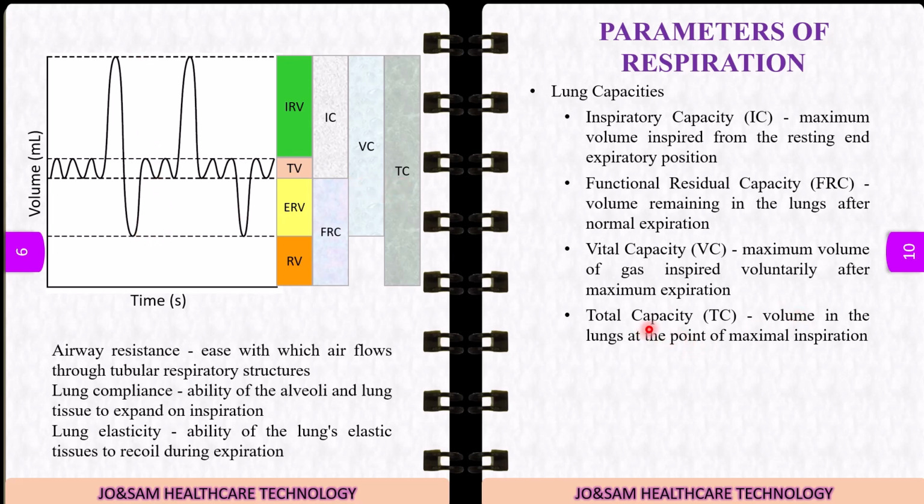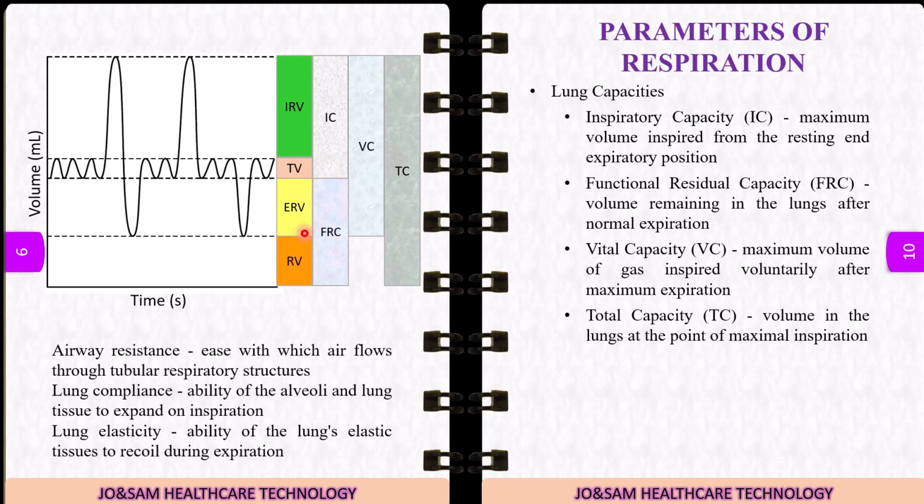The last capacity is the total capacity, the volume in the lungs at the point of maximal inspiration. At this maximum inspiratory point, the amount of air in your lungs is IRV plus TV plus ERV plus RV, which is your total capacity. The combinations can be different. IC is the summation of IRV plus TV. FRC is the summation of ERV and RV, and VC is the summation of IC plus ERV. Then TC is the summation of IC plus FRC, or VC plus RV, or IRV plus TV plus ERV plus RV. So the combinations can be different.